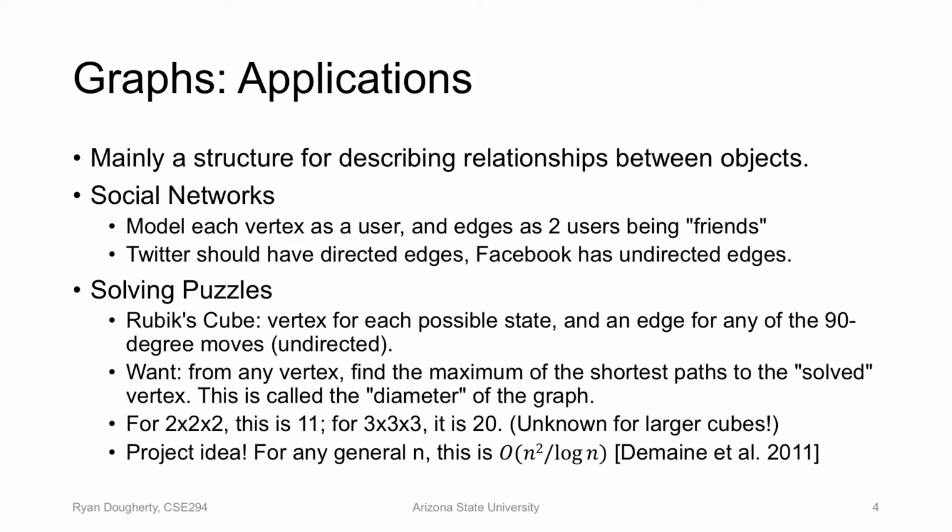Okay. For a project idea, this is a paper that was released, I guess now 5 years ago, that gives an asymptotic bound on what the size of this diameter will be for Rubik's Cubes. And it turns out to be a little bit less than n squared. So if you want to figure out why that's true, then you can. You can also look at how they were able to determine this 11 and 20 number, because determining that was actually very complicated.